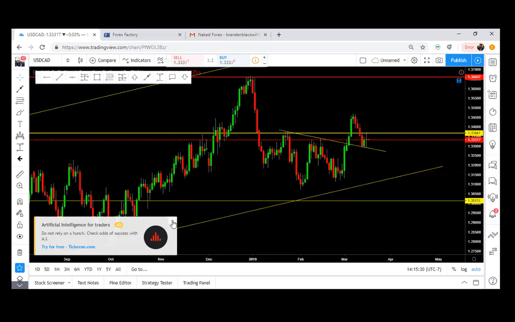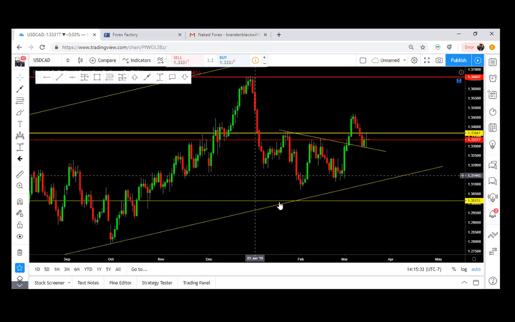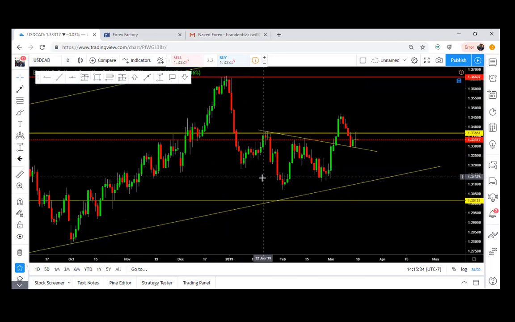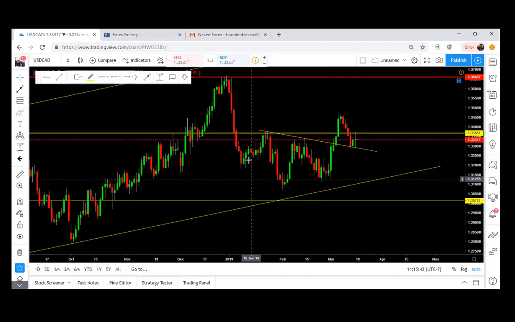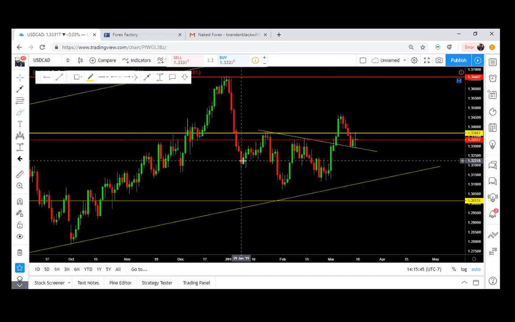For example, looking at USD CAD here, I believe I actually posted this in the channel before it took off. This is an inverted head and shoulders. If you know anything about patterns, an inverted head and shoulders is a bullish reversal pattern setup. That's pretty much a buy opportunity.